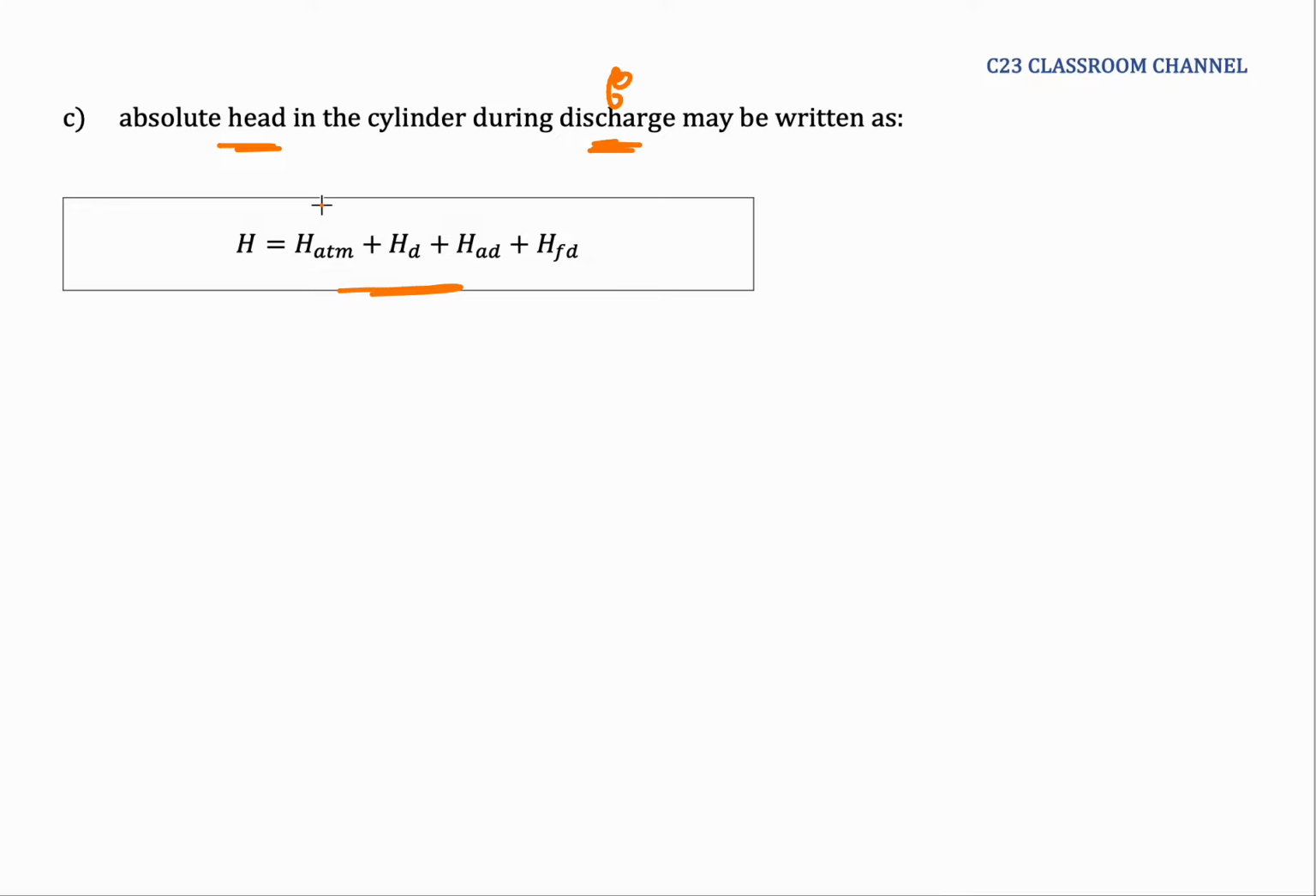So we need to overcome the atmospheric pressure, the discharge head, the acceleration at discharge, and the friction. This means we need to develop a pressure which could overcome all of these parameters. So for the absolute head inside the cylinder for the discharge or outlet pipe, we need to add the atmospheric pressure with the discharge head, acceleration head, and also the friction in the delivery pipe.